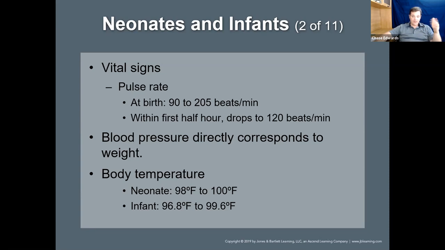The blood pressure of those ankle biters directly corresponds to their weight, so it typically increases with age. At birth, the average systolic blood pressure of a neonate is 67 to 84 millimeters of mercury. Systolic's the top number, right? And it is 85 to 100 millimeters of mercury by 1 year of age. A neonate's normal body temperature rises from 98 degrees Fahrenheit to 100 degrees Fahrenheit, while an infant's normal temperature ranges from 96.8 to 99.6.